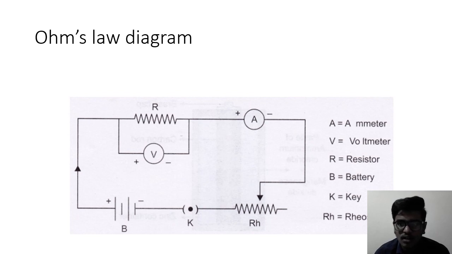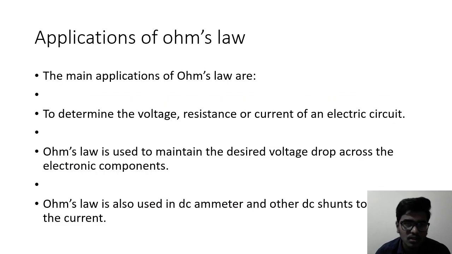So let us see the applications of Ohm's law briefly. The main applications of Ohm's law are to determine the voltage, resistance or current of an electric circuit. Ohm's law helps us to determine the voltage or resistance or current of an electric circuit.